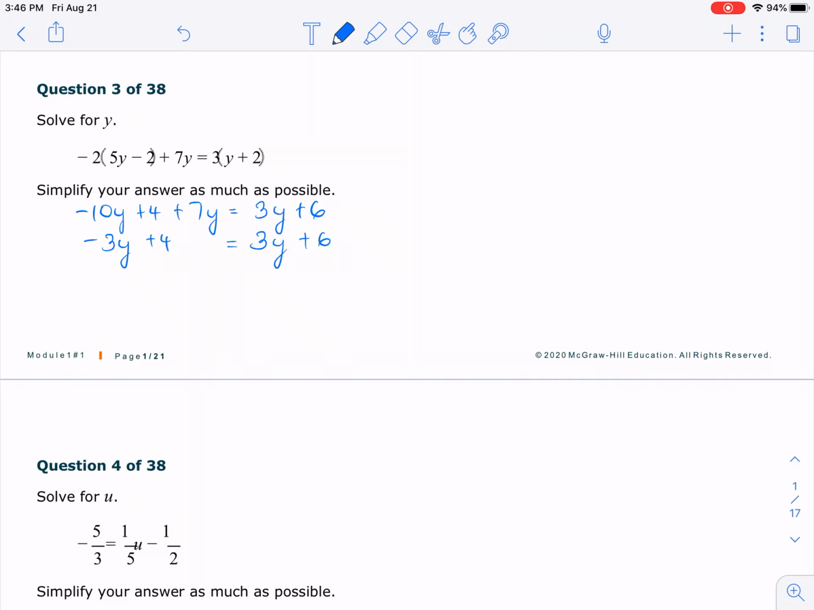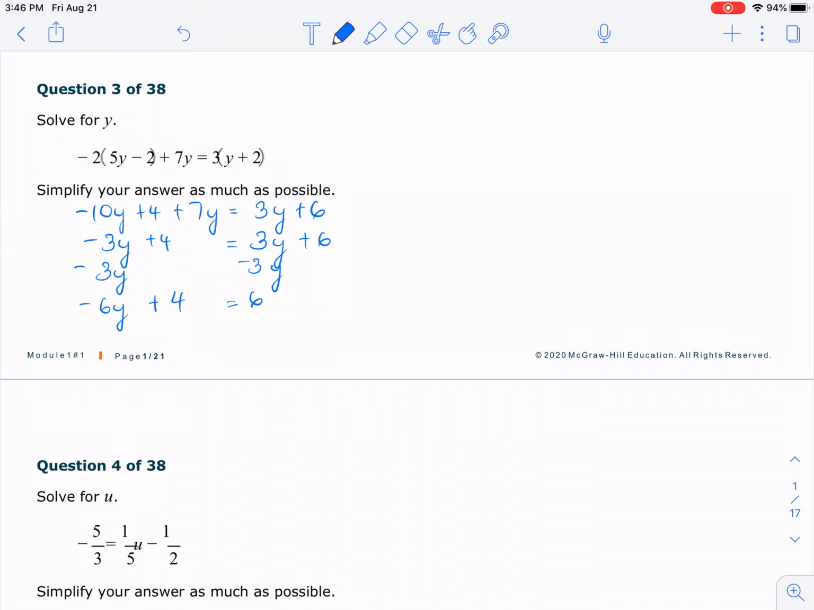The next step would be to move all the variables to one side. So I'm going to subtract 3y here, subtract 3y. So we ended up with negative 6y plus 4 equals 6. This is a step that I call solving for the variable. Let me fix this as a 4.